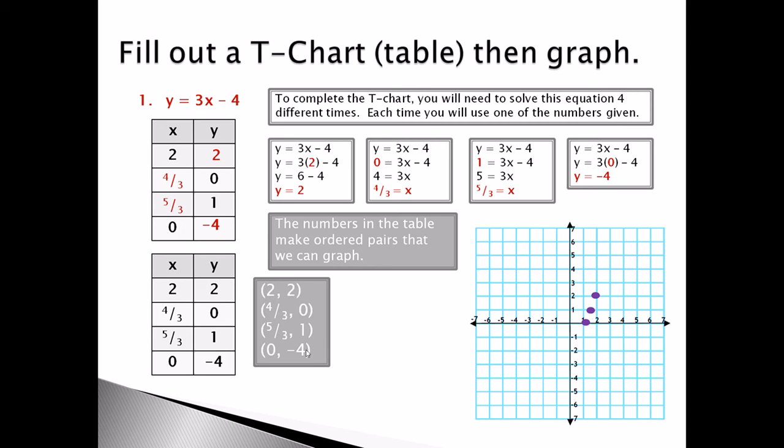Last one is 0, negative 4. 0 down to negative 4. And then we connect the dots. All right, and they did line up to make a straight line. Use a ruler when you connect your dots. You'll feel so good. You're like, yes, they line up.